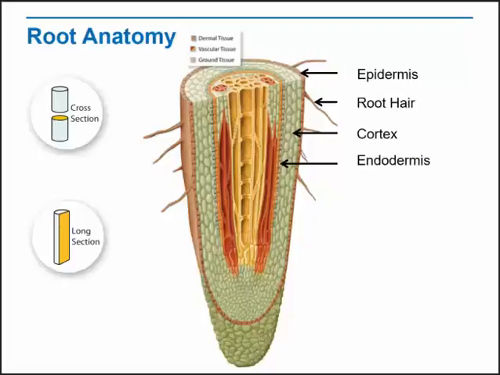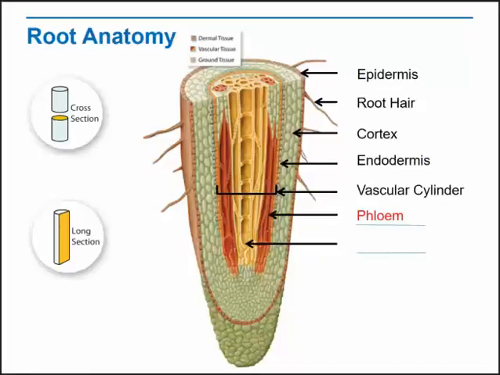Just inside the epidermis is a region of ground tissue called the cortex. Water and minerals move through the cortex from the epidermis towards the center of the root. The cortex also stores the products of photosynthesis, such as starch. A layer of ground tissue cells, known as the endodermis, completely encloses the vascular cylinder. The endodermis plays an essential role in the movement of water and minerals into the center of the root. The center of the root is composed of vascular tissue and is called the vascular cylinder. The vascular cylinder is composed of both phloem and xylem tissue.